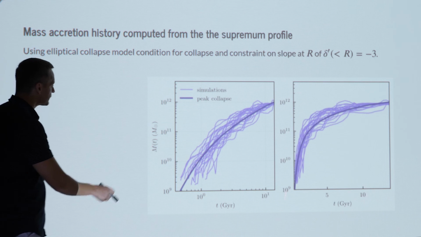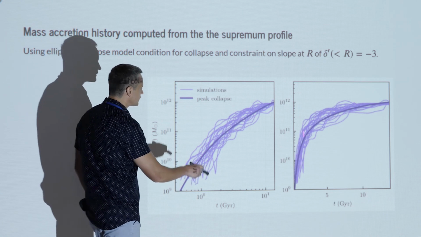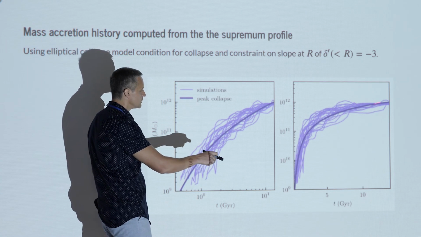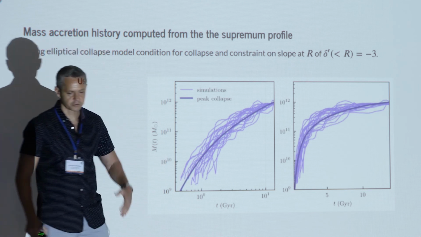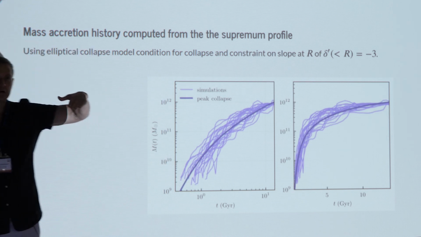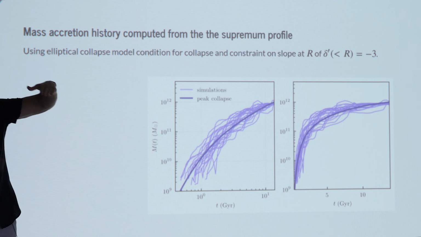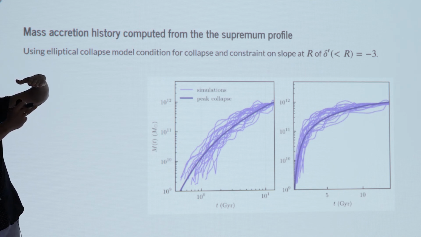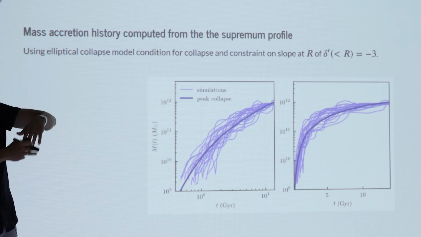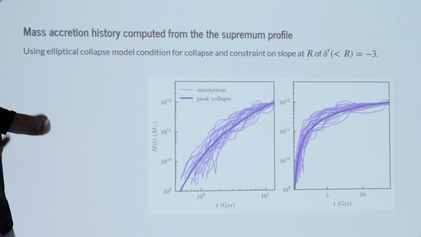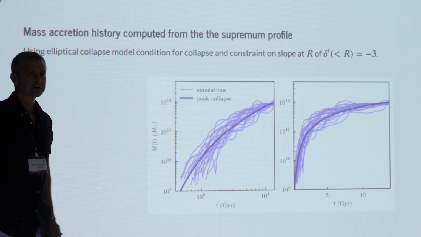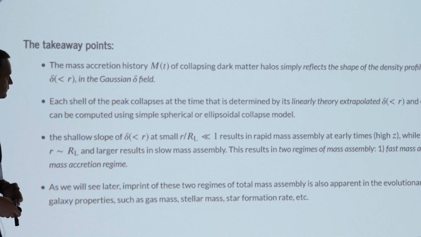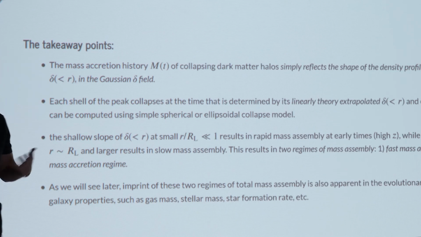So these two regimes, the fast accretion regime and the slow accretion regime that we see in mass assembly history, correspond to the inner part of the profile of the initial peak and the outer part of the profile of the initial peak. Why is this important? Because we'll see that those two regimes will get imprinted into the evolution of gas mass and the evolution of stellar mass of the galaxies that result from this model, from when galaxies are actually forming.